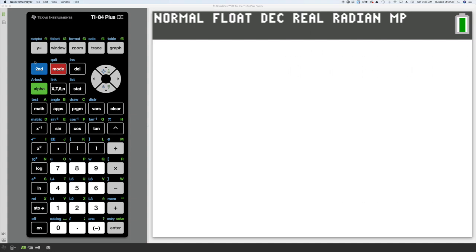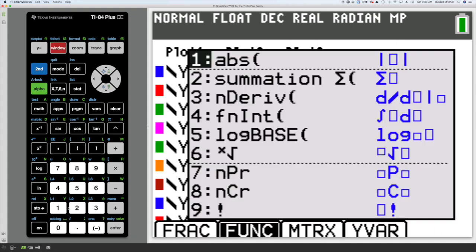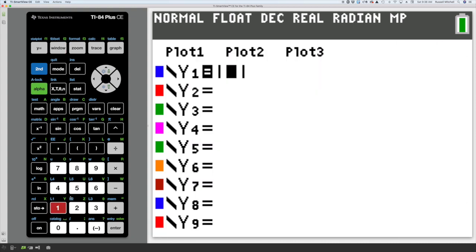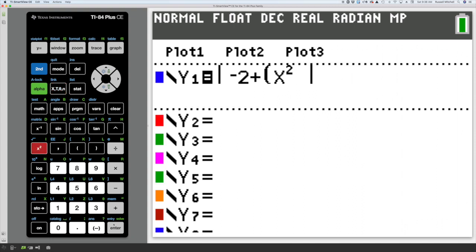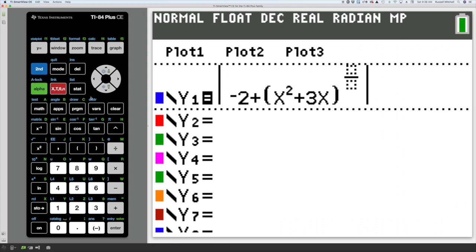So from our calculator's home screen, we want to press y equals, okay? And then we want to select the absolute value function, which is alpha window and then number 1. And then we're going to type in that velocity inside the absolute value because that will be speed, okay? So we have -2 plus, and then parentheses, t squared plus 3t, and then raised to the 6/5. You could do 6 divided by 5 or 6/5 like I'm doing. And then make sure we come out of the exponent, okay? And then minus t cubed.